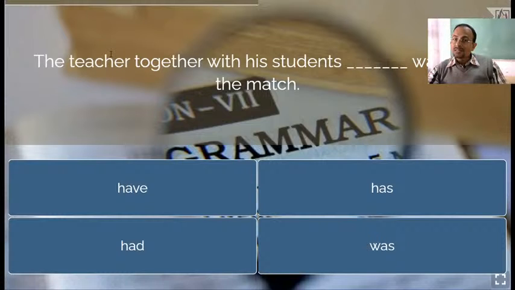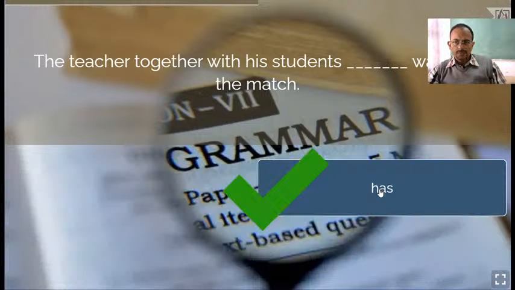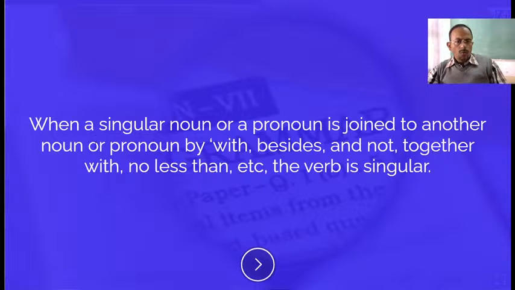Why? Because the teacher and students are connected by together with. So if two subjects are connected by together with, then the verb agrees with the first subject, which is singular, therefore it should be has. Okay, it is correct. Has is correct. Yes, Arya, correct. When a singular noun or a pronoun is joined to another noun or pronoun by with, besides, and not, together with, no less than, etc., the verb is singular. So you can write down in your English notebook later on.